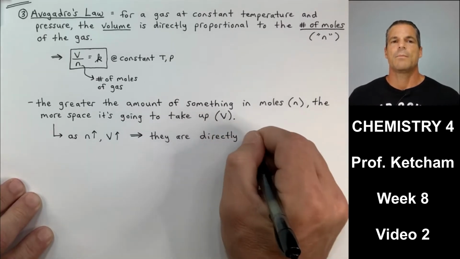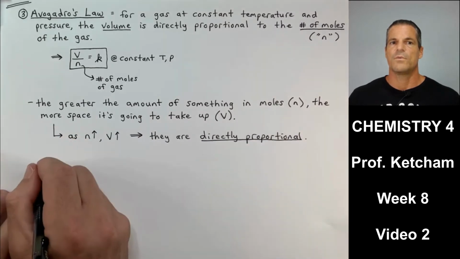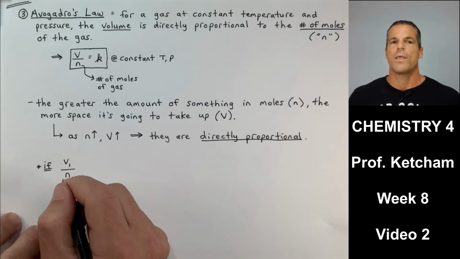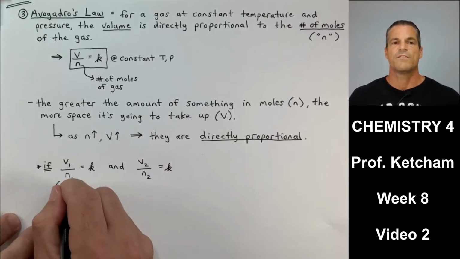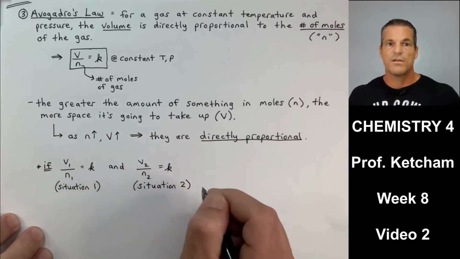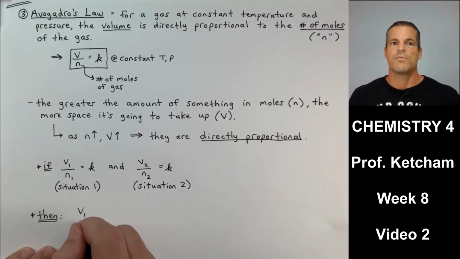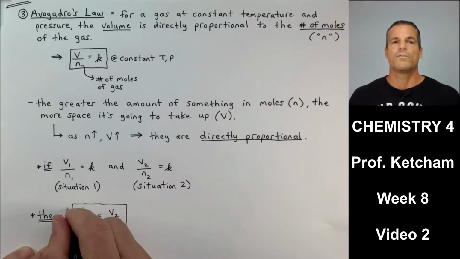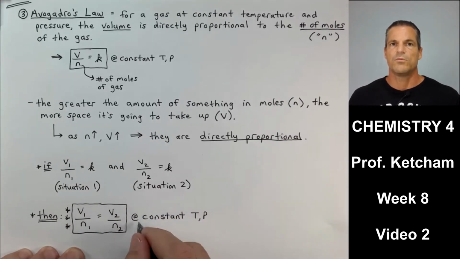As my number of moles goes up, or as N increases, the volume also increases. In other words, they are directly proportional. What I'm getting at here in the if statement is that in situation 1, V1 over N1 equals K. Change the conditions to situation 2, V2 over N2 is also equal to K. Set them equal, and you get, with 3 stars down there, that box is your workable version of Avogadro's law. V1 over N1 equals V2 over N2.